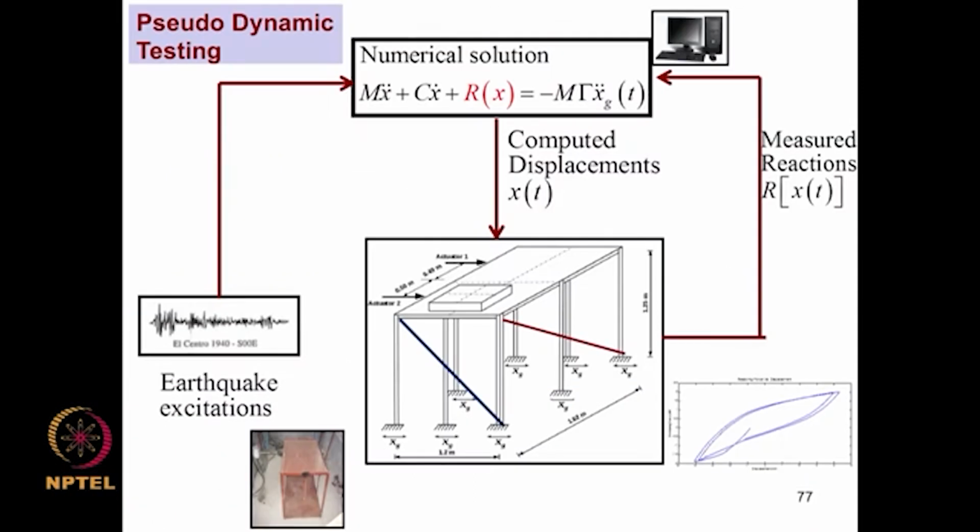So, in a typical pseudo dynamic testing, suppose this is the test structure and these arrows represent actuators, and this is schematically the actual hardware shown here. This is a servo hydraulic actuator which is under computer control. Now, we start by modeling this system as m x double dot plus c x dot plus r of x is equal to the applied ground motion. We treat r of x, which captures the inelastic behavior of the system, as unknown.